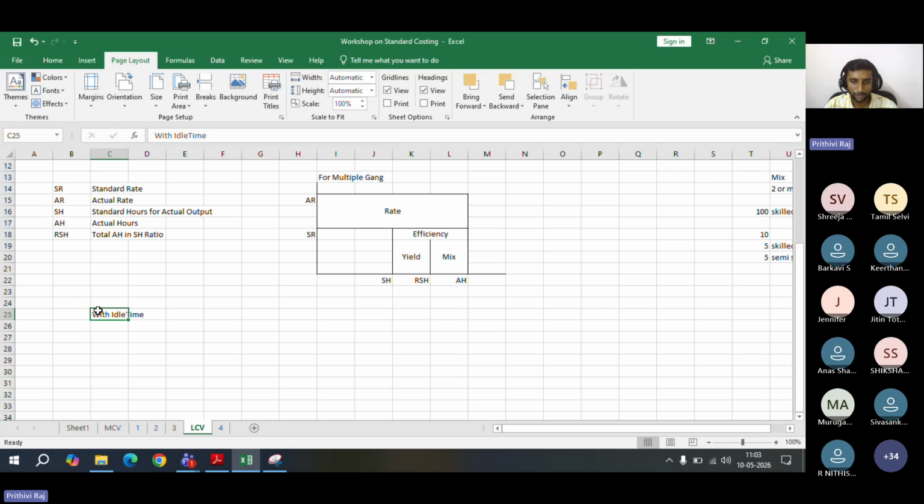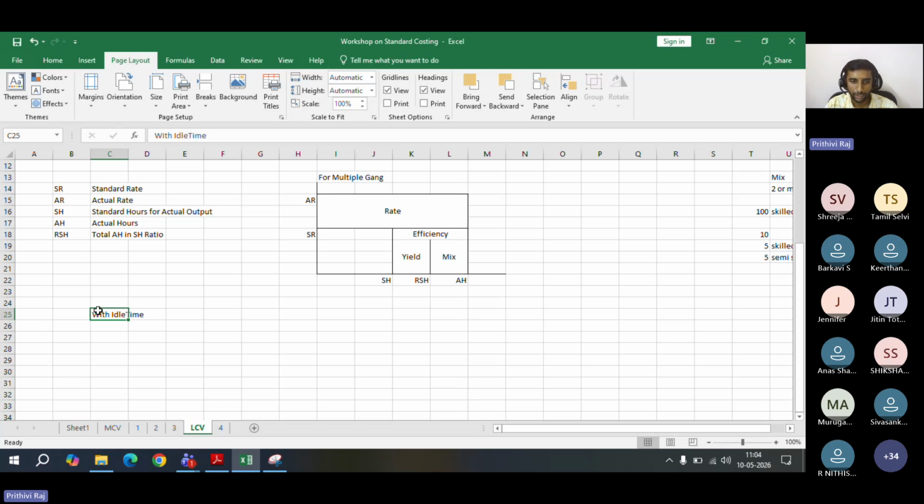For example, if we work from 9 to 6 o'clock, that's 9 hours of work, but we have a 30 minute lunch break and 15 minutes of tea break. Then about 1 hour goes into idle time. Or sometimes you go for 8 hours of work, there is 4 hours of machine breakdown, and you will not be working. The time in which we don't work is called idle time.